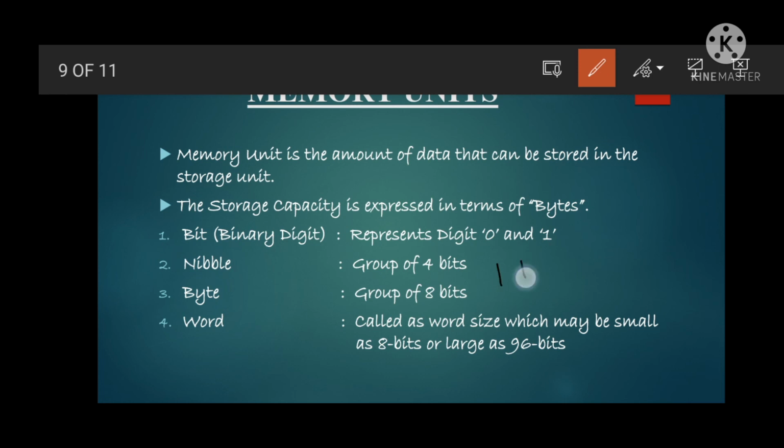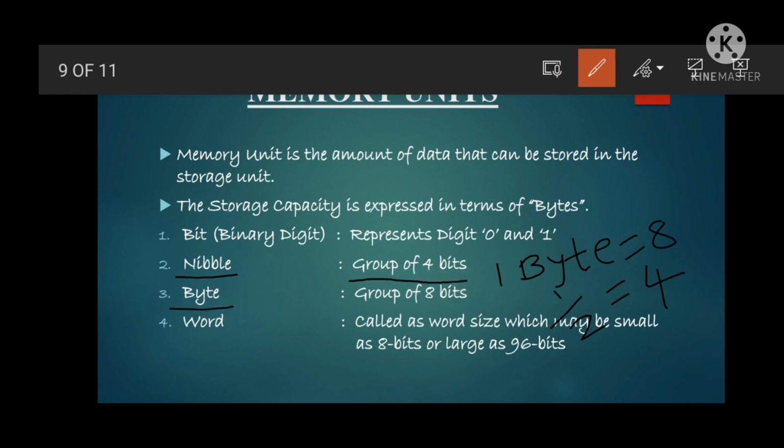One byte is how many bits? 8 bits. So what is a nibble? A nibble is half of a byte. If 1 byte is 8, then half of a byte is obviously 4. Half of 8 is 4. So it's a group of 4 bits.